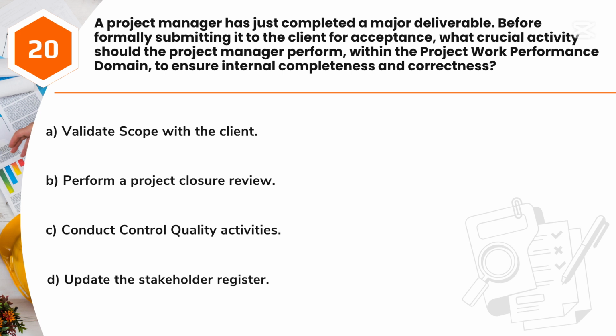Question 20. A project manager has just completed a major deliverable. Before formally submitting it to the client for acceptance, what crucial activity should the project manager perform, within the project work performance domain, to ensure internal completeness and correctness? A. Validate scope with the client. B. Perform a project closure review. C. Conduct control quality activities. D. Update the stakeholder register.